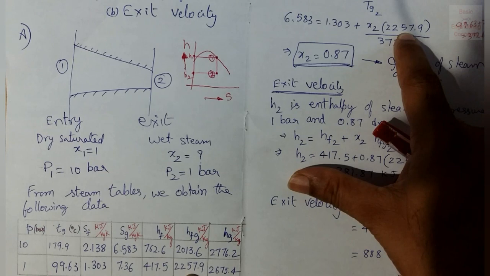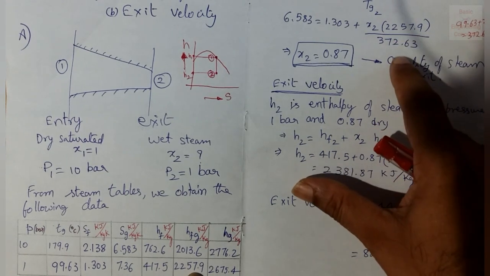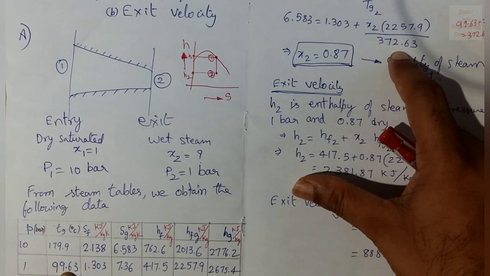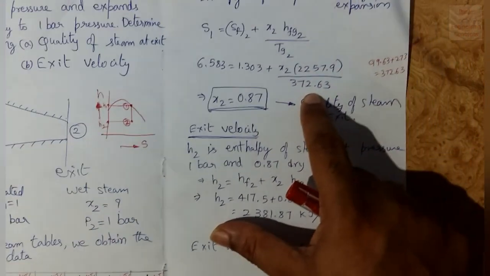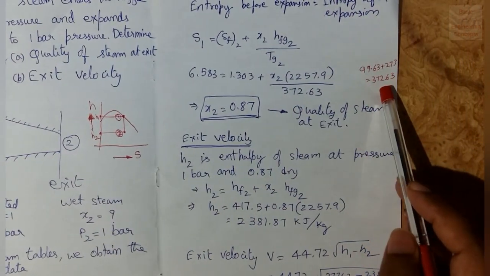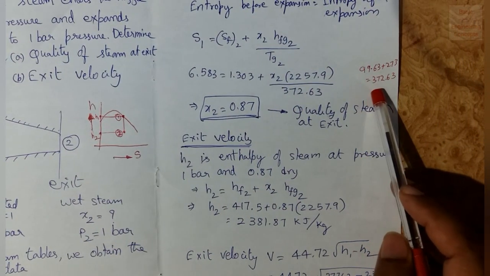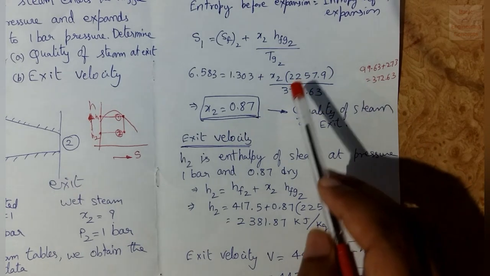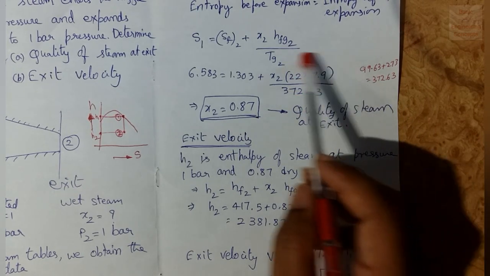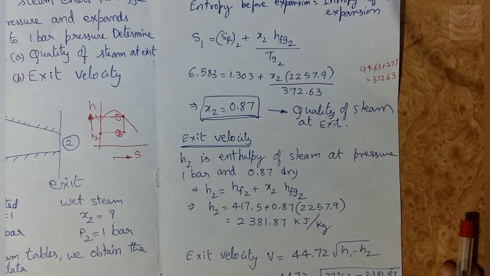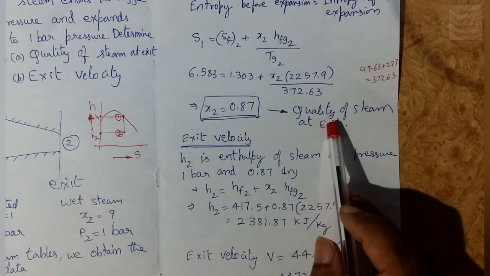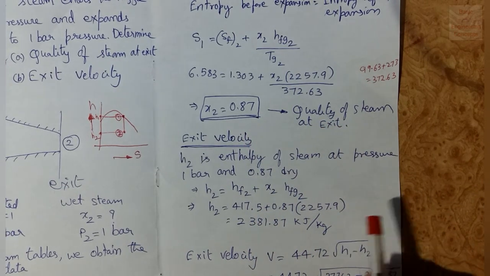HFG2 is 2257.9 divided by TG2. TG2 means 99.63, but 99.63 is in degree centigrade. We have to convert it into Kelvin. So 99.63 plus 273, that is 372.63 Kelvin. We substitute that value here, and from this we get the X2 value, and X2 is 0.87. So what is X2? X2 is the quality of the steam at exit.